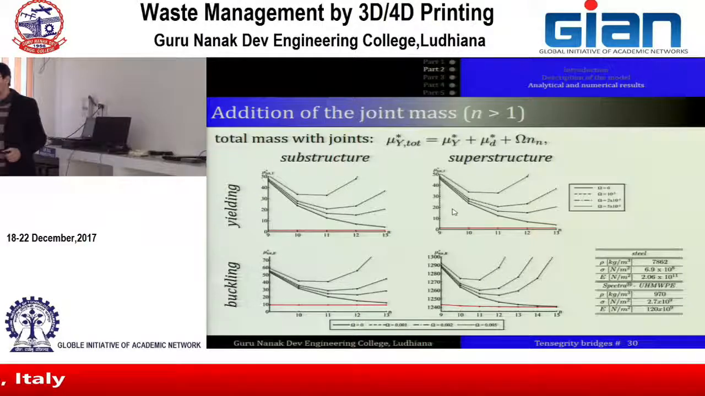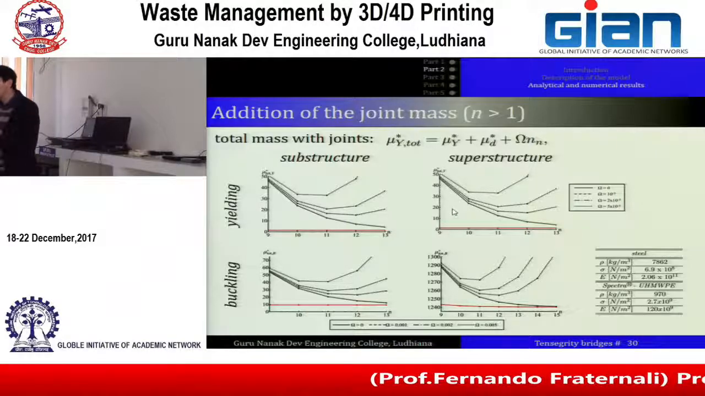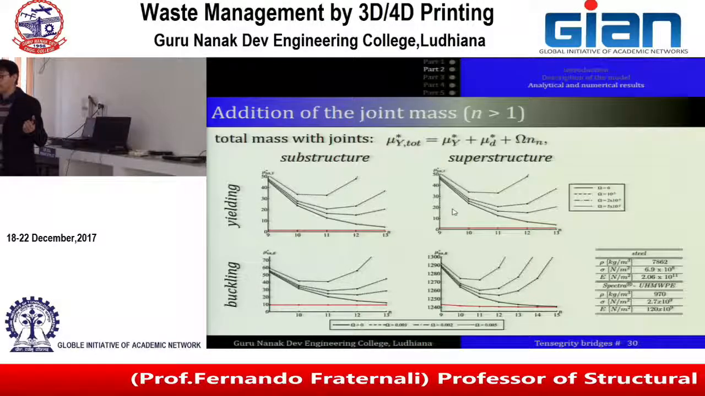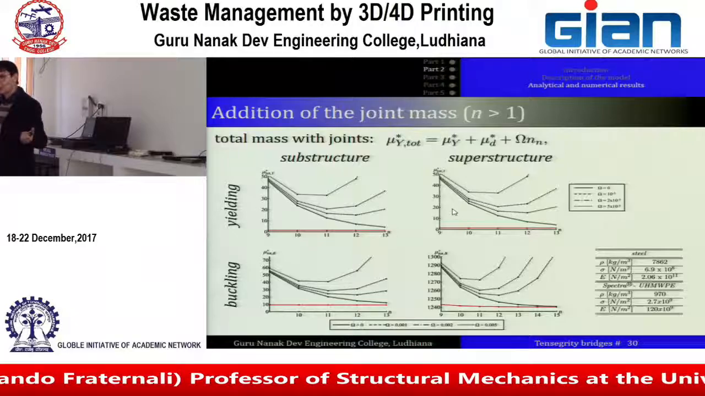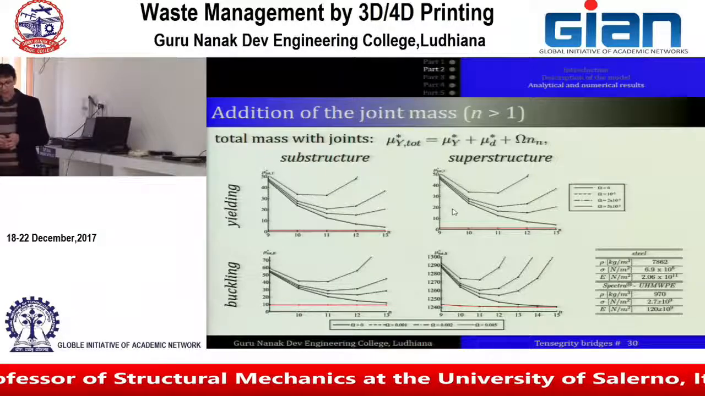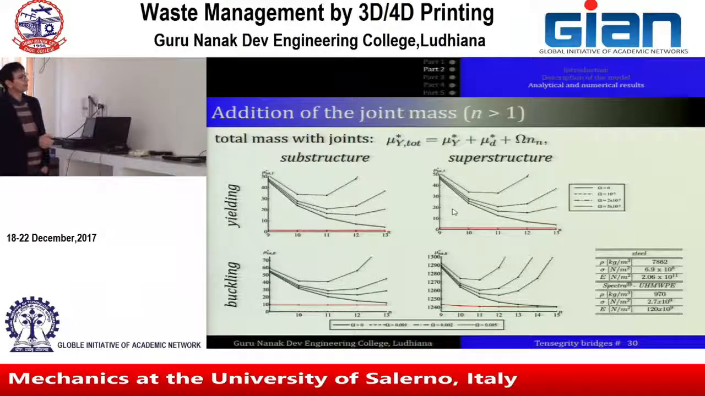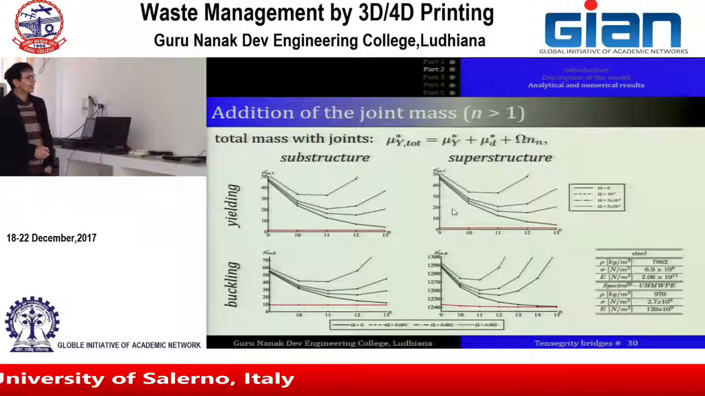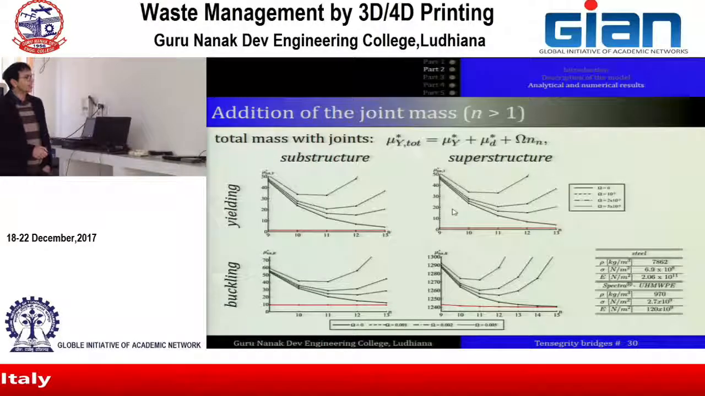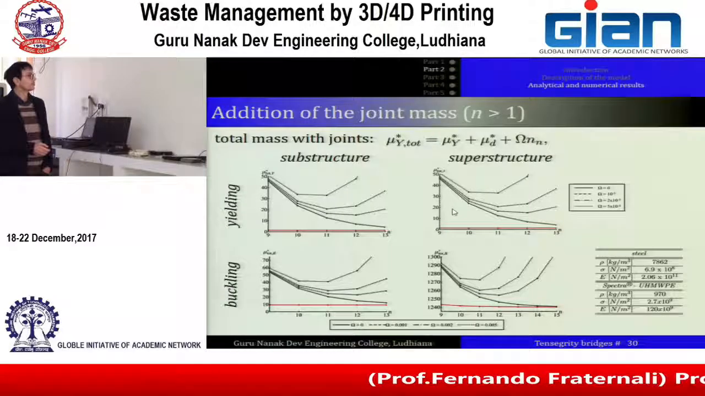The nodes are a structural element that have their own mass. If you go for n equal to infinity, you will have an infinitely large number of nodes, so it will not be convenient. So adding the mass of the node as a proportion in some formula, we got a finite value of n, and always the substructure more convenient than the superstructure.